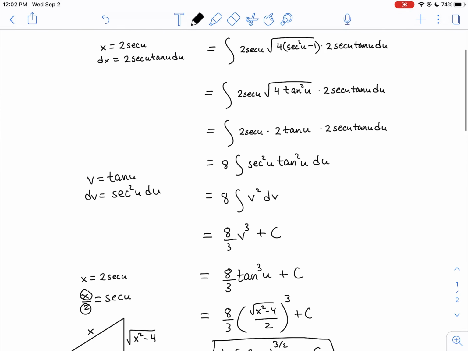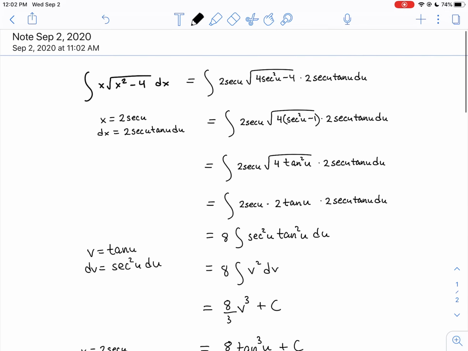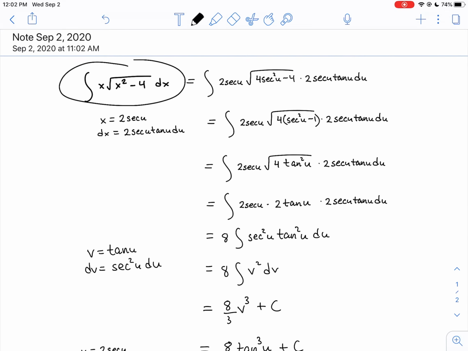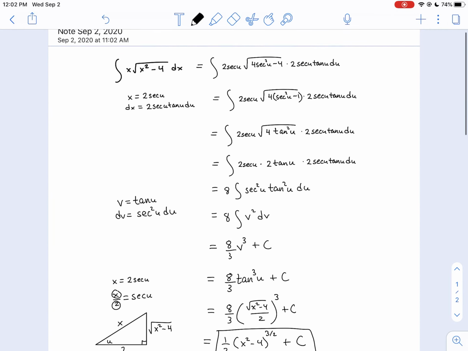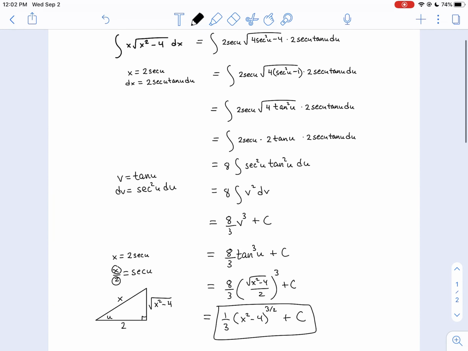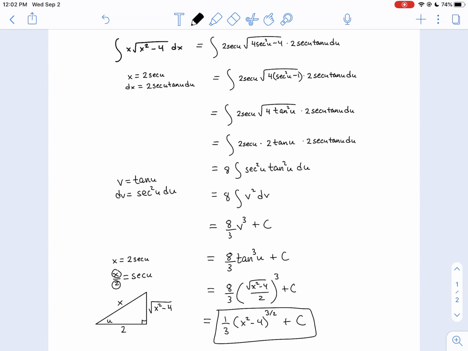Keep in mind that this process was a little bit longer than it had to be, because if you had done a regular substitution on this to begin with, just let u equal x squared minus 4, it would have taken you to this answer rather quickly. The purpose of doing this example wasn't to show you the most efficient way to do this problem, it was simply to illustrate how a secant substitution can be helpful.